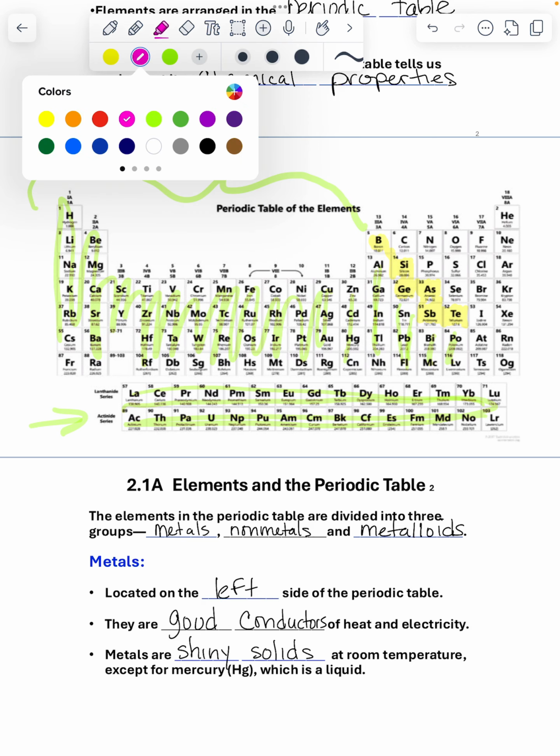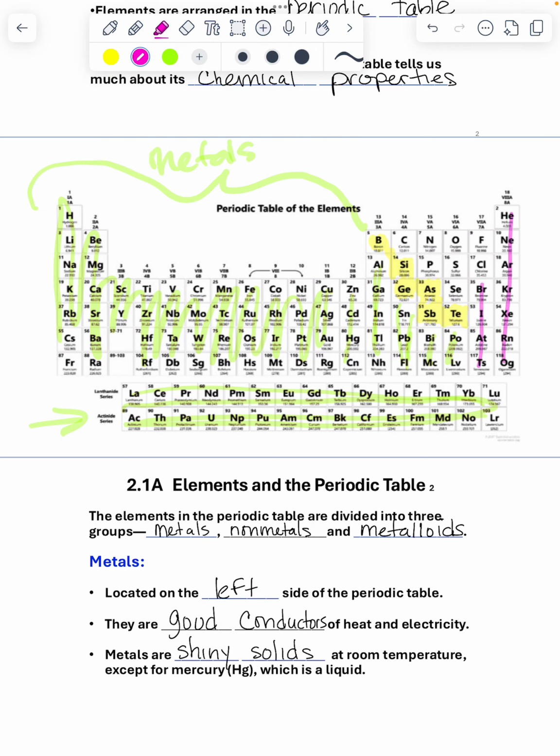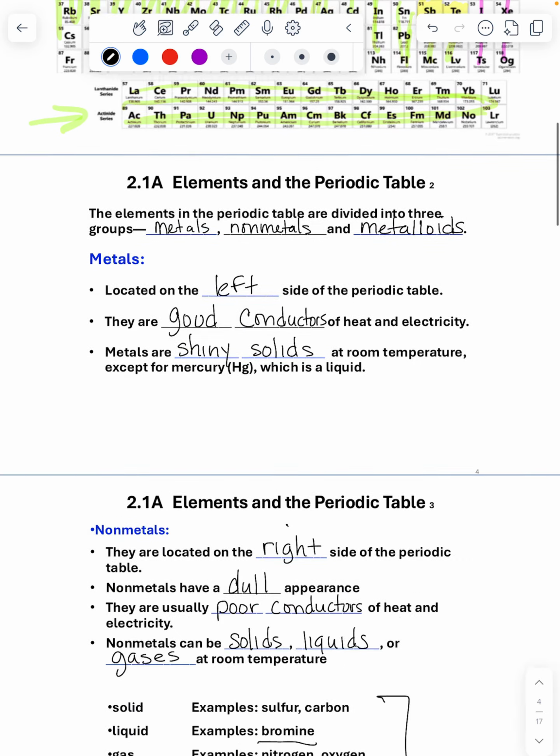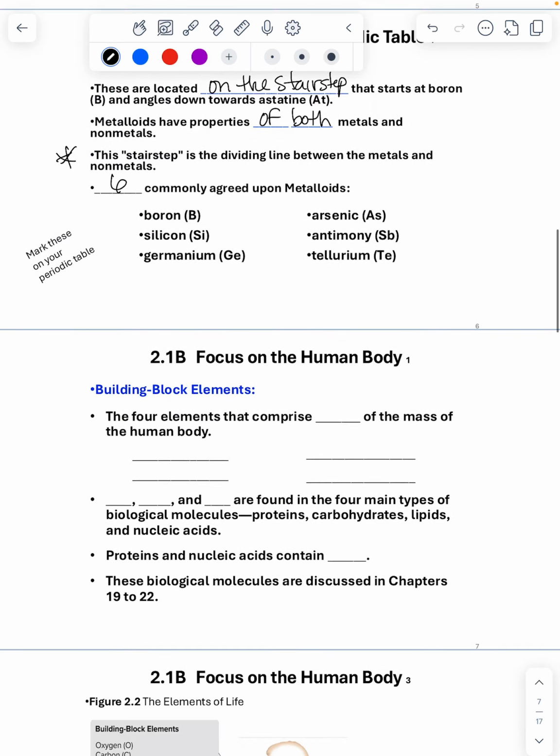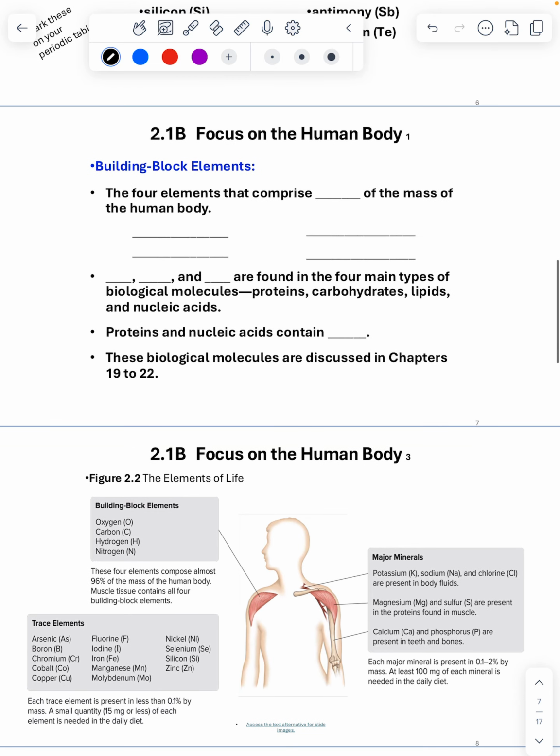And then on the right-hand side of the stair step, we have our nonmetals. So we have this group. So very few, as you can see, are actually nonmetals. So that's kind of the breakdown of the periodic table in terms of the 3 groups. All right, let's see what else we have.